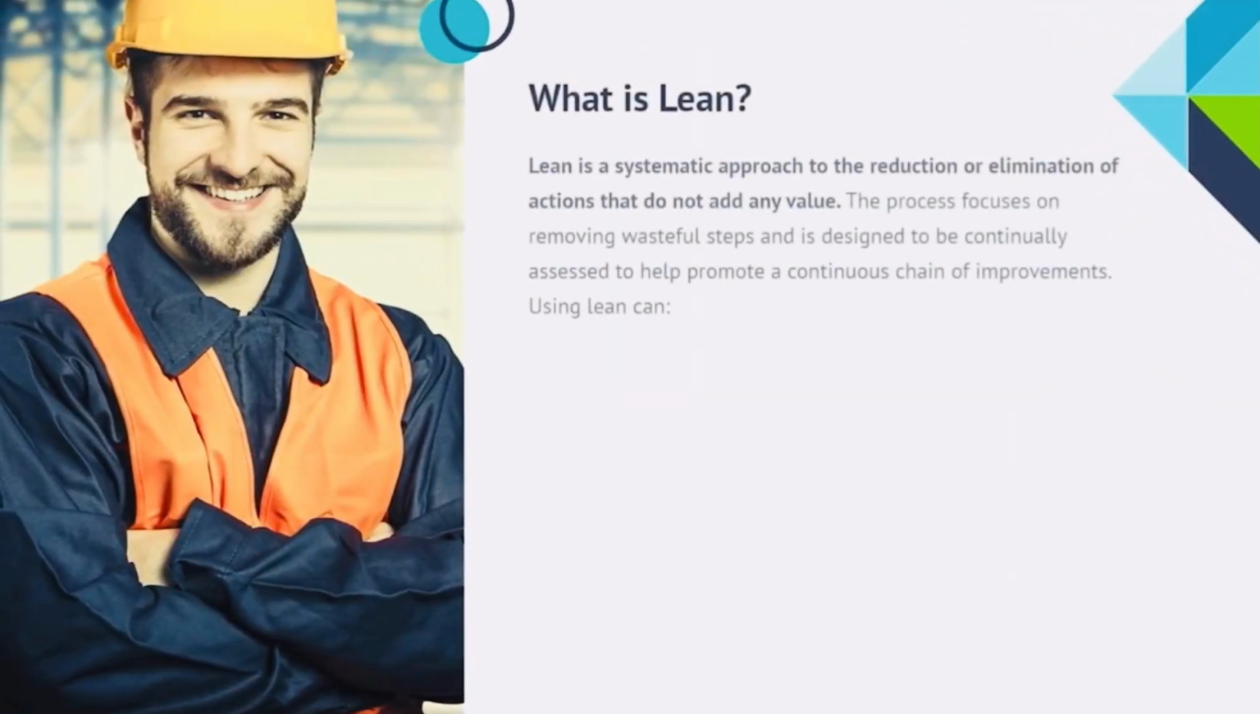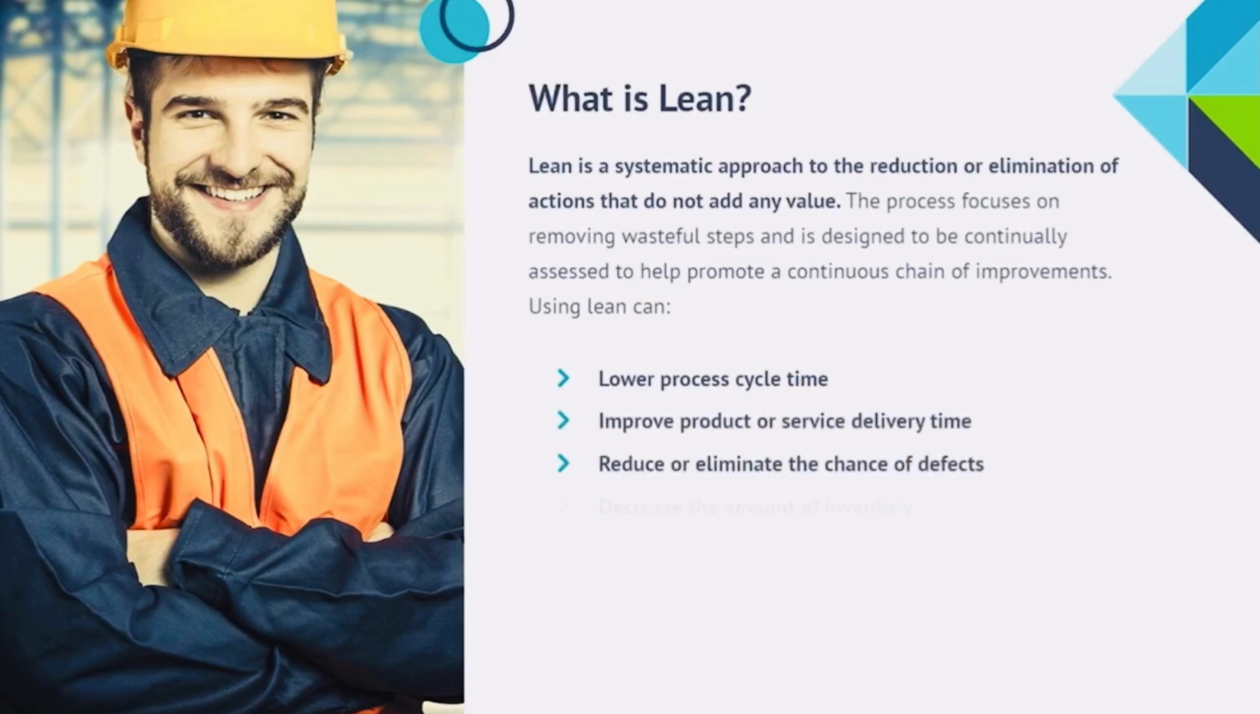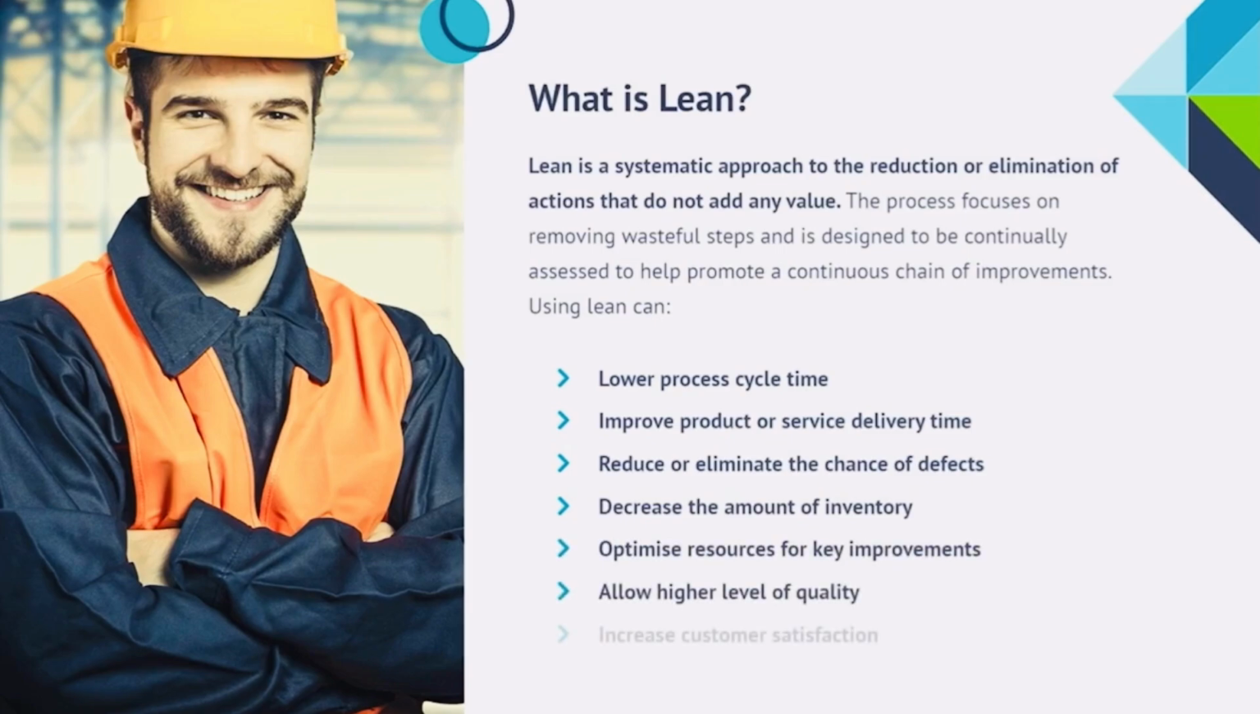What is Lean? Lean is a systematic approach to the reduction or elimination of actions that do not add any value. The process focuses on removing wasteful steps and is designed to be continually assessed to help promote a continuous chain of improvements. Using Lean can lower process cycle time, improve product or service delivery time, reduce or eliminate the chance of defects, decrease the amount of inventory, optimize resources for key improvements, allow high level of quality, increase customer satisfaction.